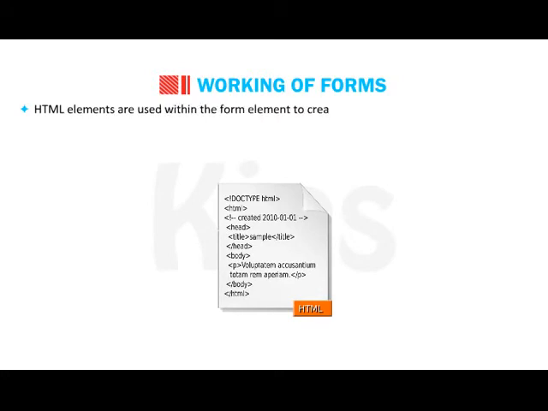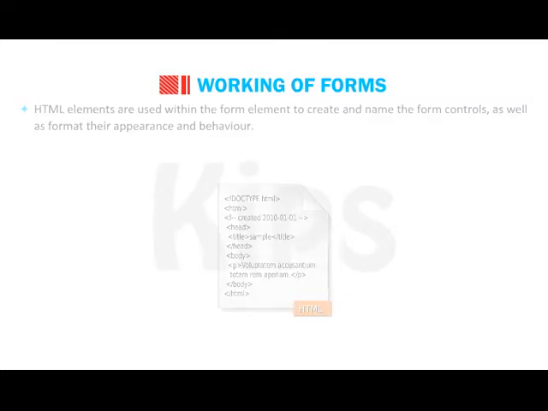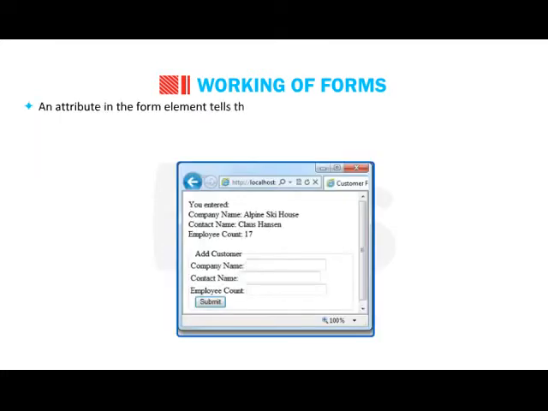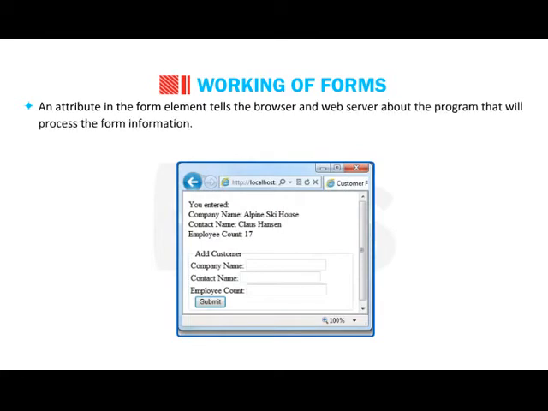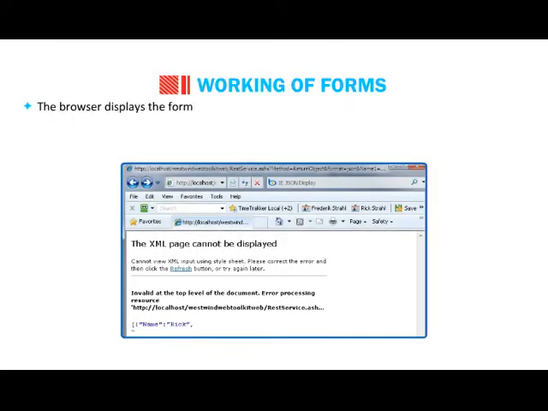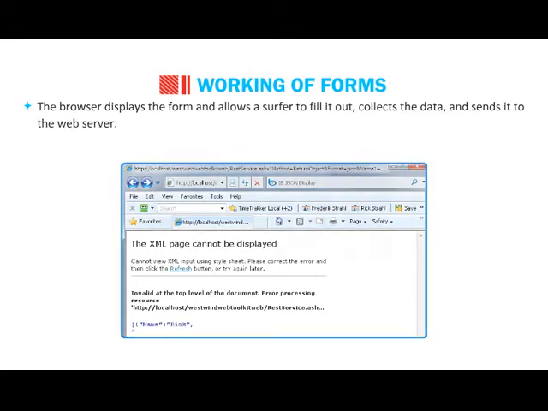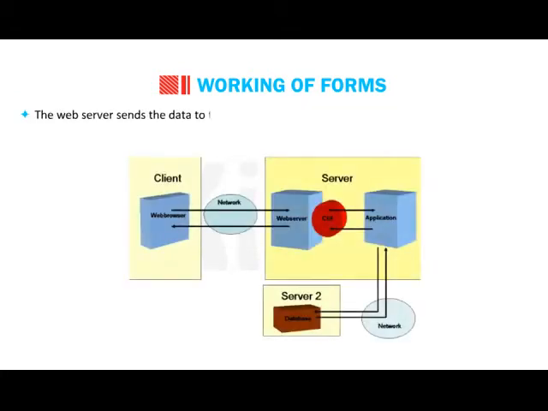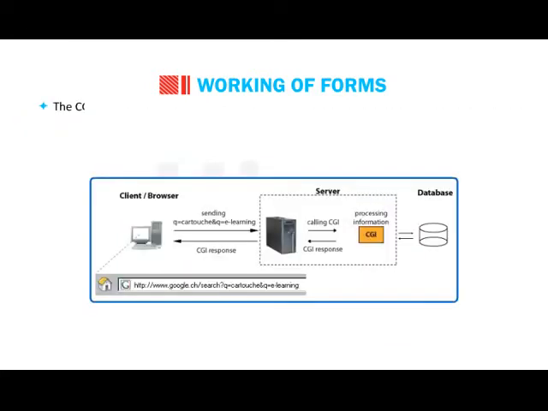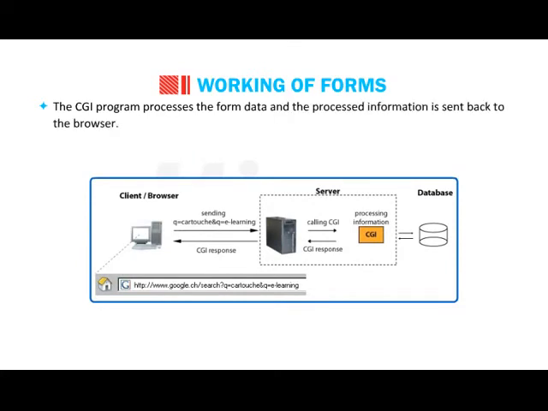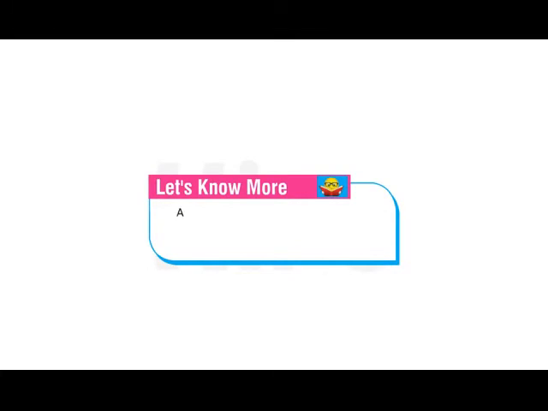HTML elements are used within the form element to create and name the form controls, as well as format their appearance and behavior. An attribute in the form element tells the browser and web server about the program that will process the form information. The browser displays the form and allows the user to fill it out, collects the data and sends it to the web server. The web server sends the data to the CGI, Common Gateway Interface program for processing. The CGI program processes the form data and the processed information is sent back to the browser. Okay, let us know more.